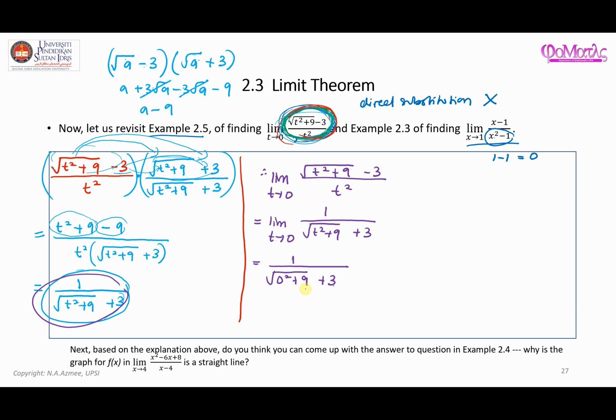And here we will have 1 over the square root of 9, which is 3. 3 plus 3 is 6. So 1 over 6. That's the answer to this question given here.